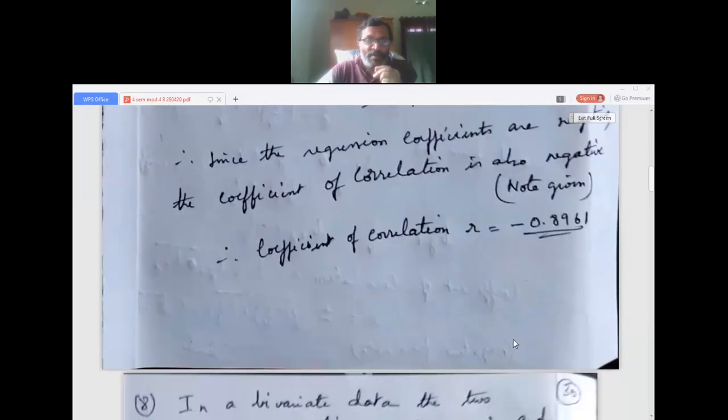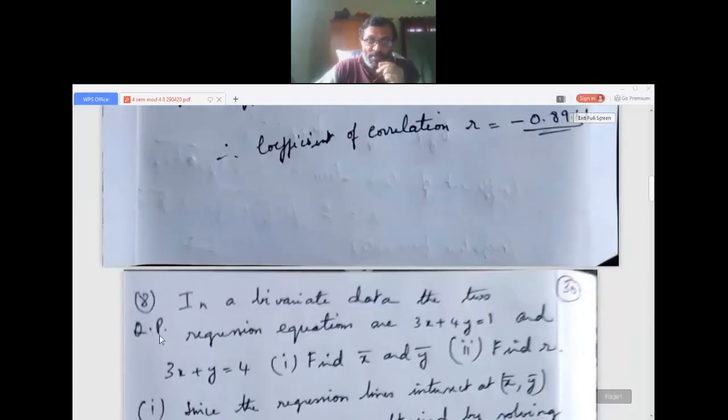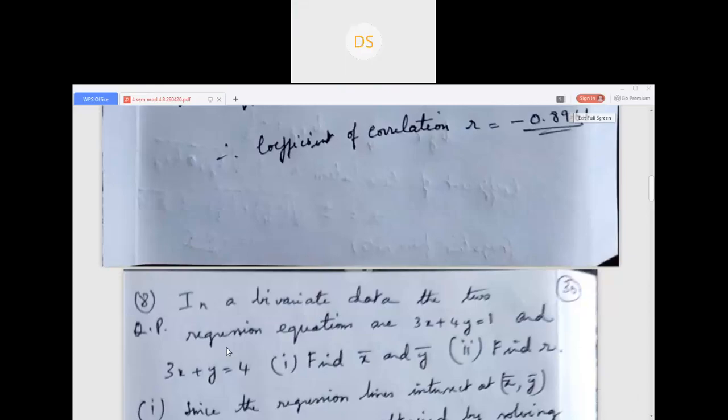This is question number 8. I am solving it from the old question paper, but the same type of problem is there in the model question paper also. The question is: in a bivariate data, the two regression equations are 3x plus 4y equals 1 and 3x plus y equals 4. Bivariate means two sets of data.